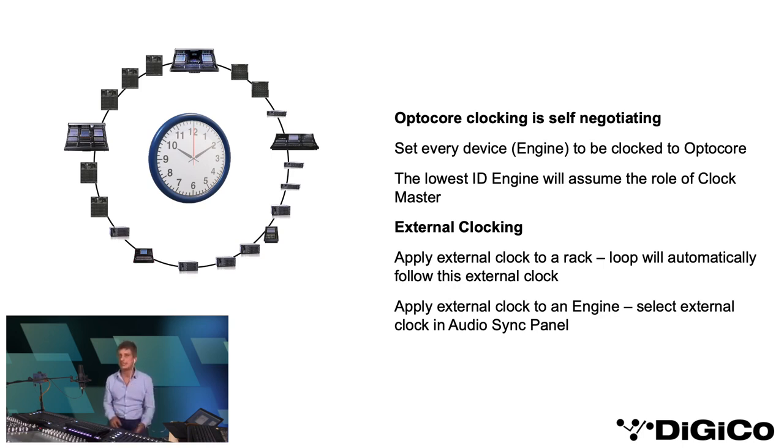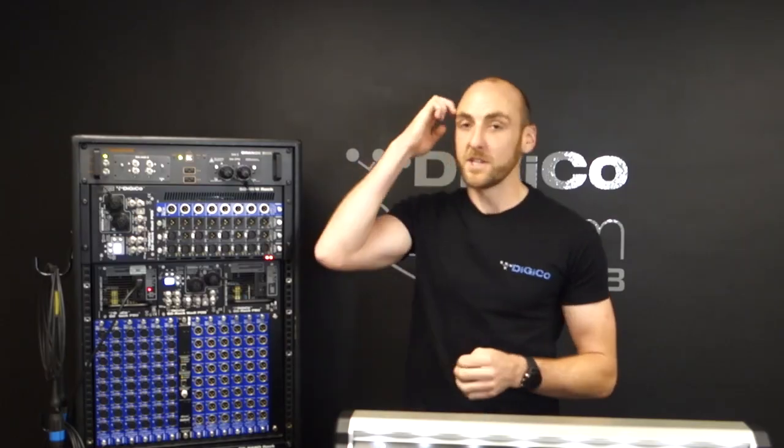That is just great. But it's even easier if you need to use an external clock, because you don't need to distribute that clock. You just need to apply it to one of our racks, and automatically the entire loop will lock to that external clock. And it's just simple, reliable, and it's great. I just love it, Tom. It's fantastic. It's very quick and efficient, isn't it?